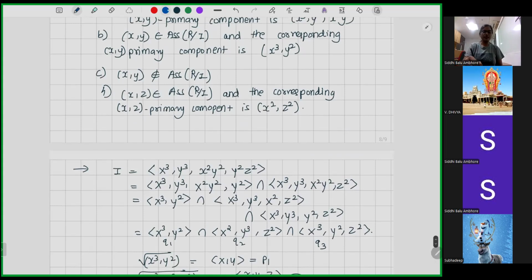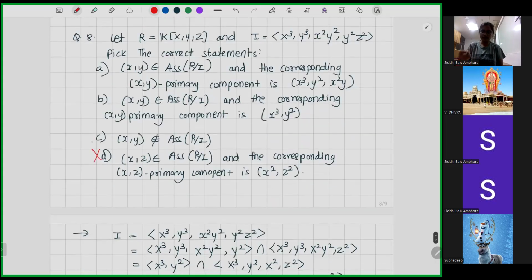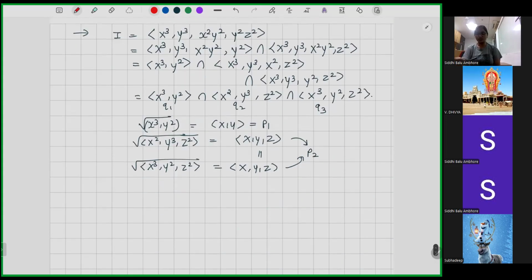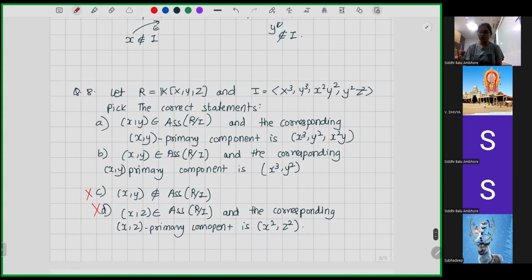So clearly (x, z) is not an associated prime. And (x, y) is indeed an associated prime because it is the radical of this first component (x cube, y square). So (x, y) is an associated prime. So these statements become false. And now they are talking about the (x, y) primary component in the primary decomposition. So this is the primary decomposition, and this is my (x, y) primary component here, which is (x cube, y square).